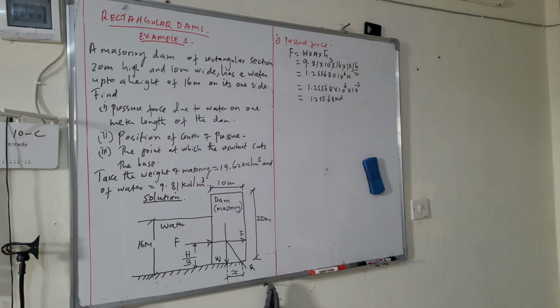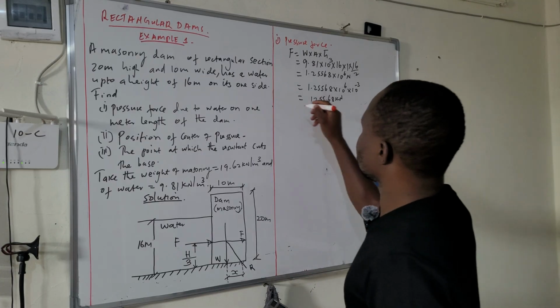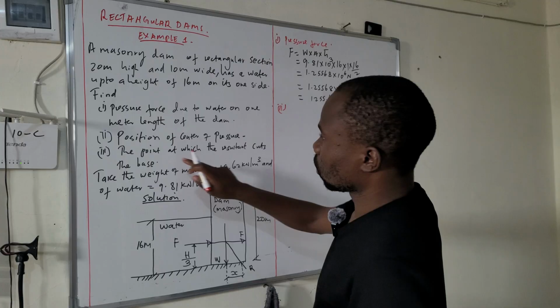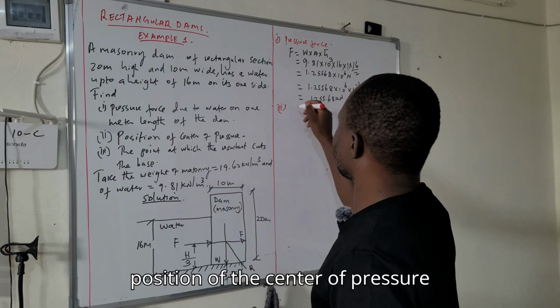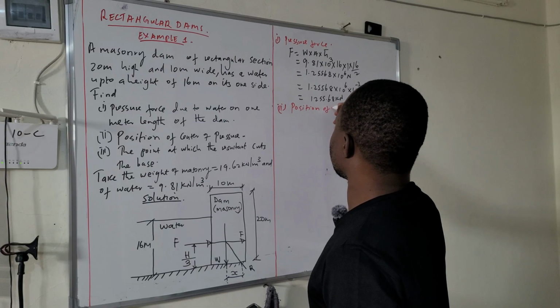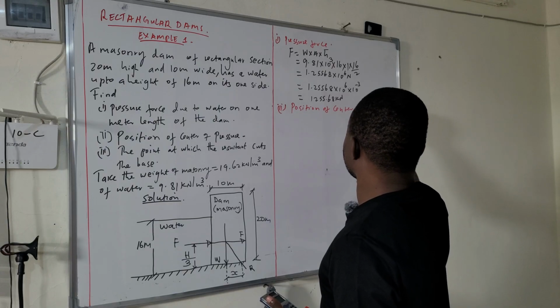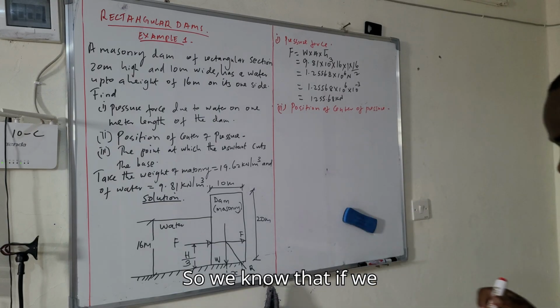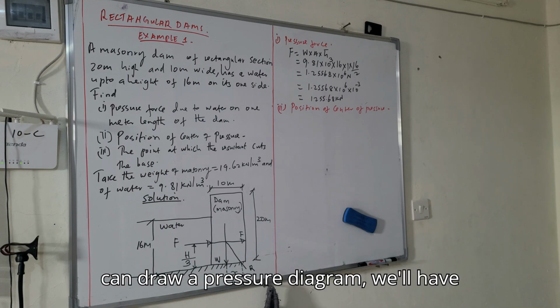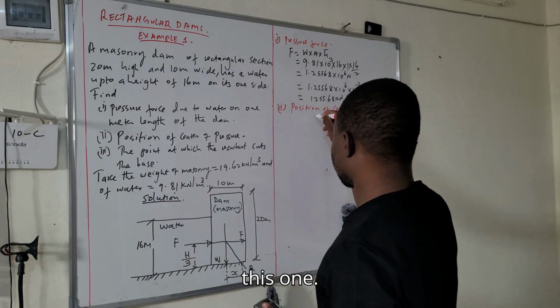We proceed to Roman 2, position of the center of pressure. So we know that if we draw a pressure diagram, we will have a triangle, a right angle triangle like this one.